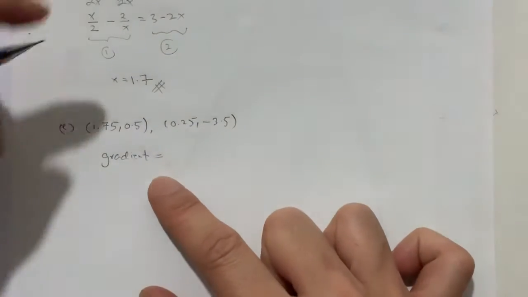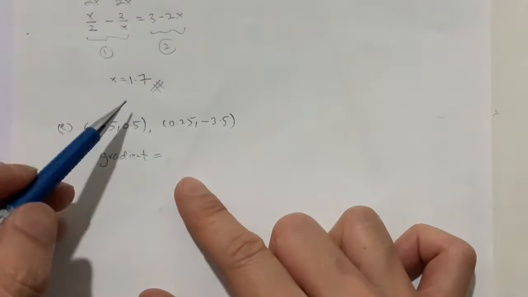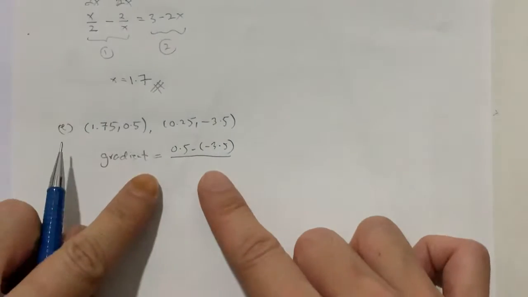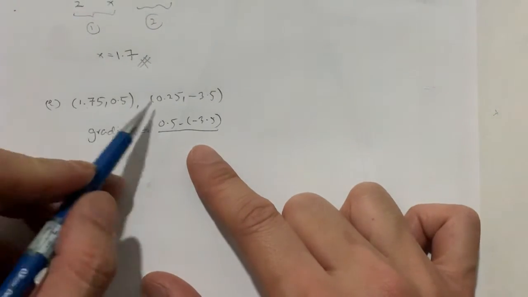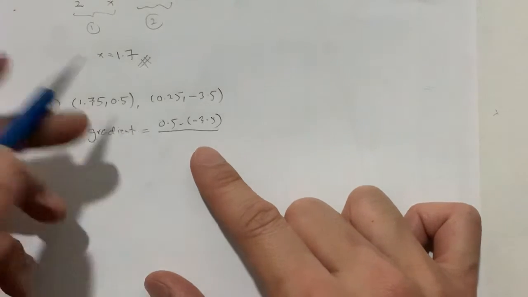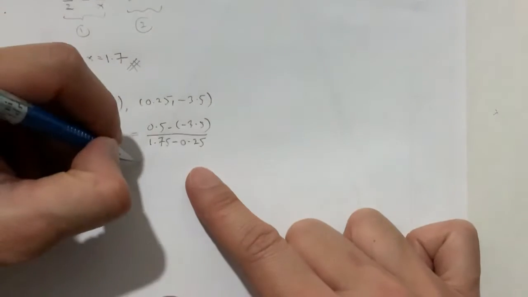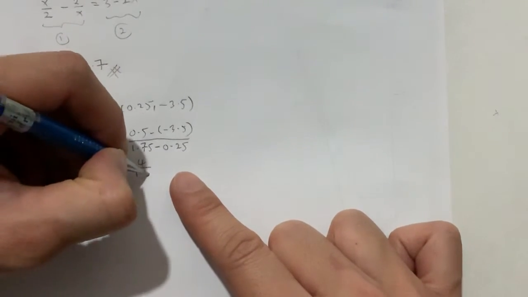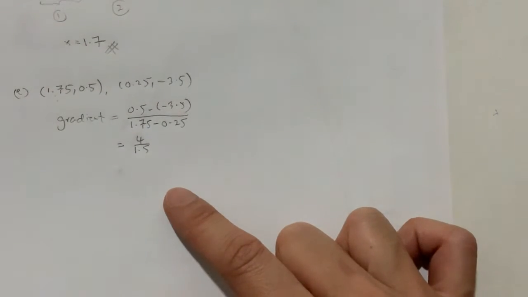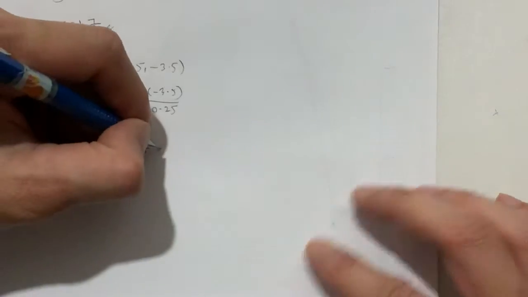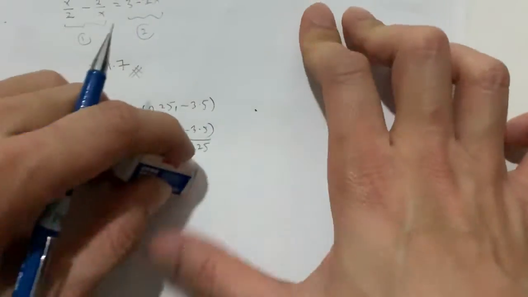So this is the gradient of the tangent. So y2 minus y1. I'm going to use 0.5 as y2. So 0.5 minus negative 3.5 over x2 minus x1. So x2 is 1.75 minus 0.25. Okay, so I can simplify this. We get 4 over 1.5, and pressing the calculator, I get 2.67 as the answer. So correct to one decimal place will be 2.7.